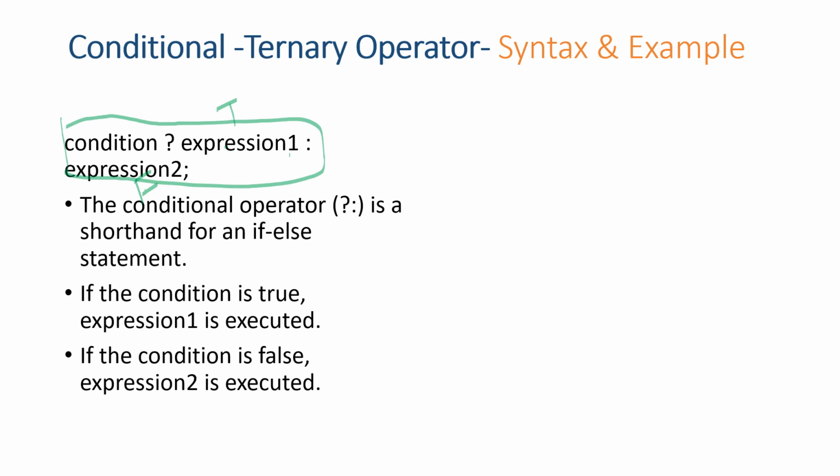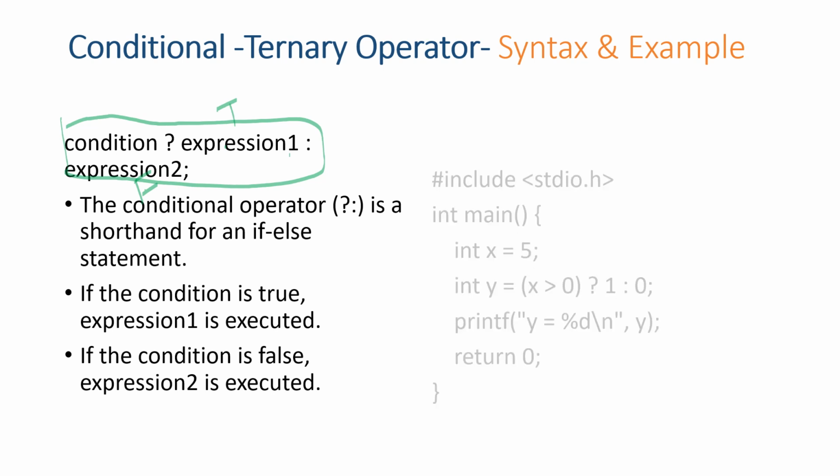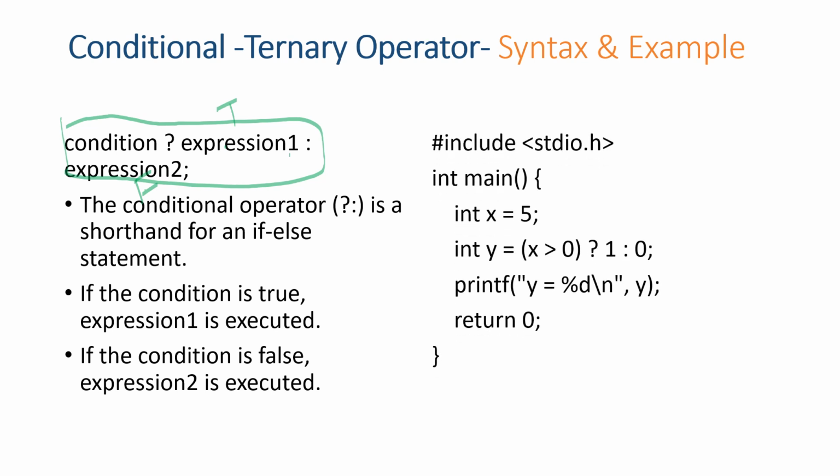So it is the other form of the if else statement, and here you can see the usage of this ternary operator. Instead of using if else, in a single statement we can write int y equals x greater than 0 question mark 1 colon 0. What does it mean? If the condition x is greater than 0 is true, it gives the value 1, otherwise it is 0. So this is how the ternary conditional operator works.